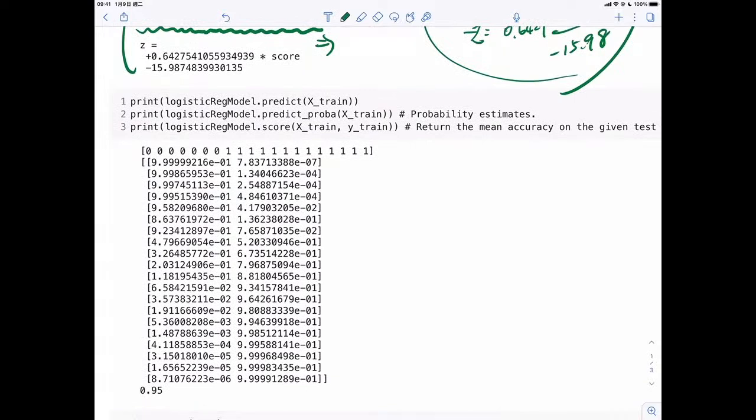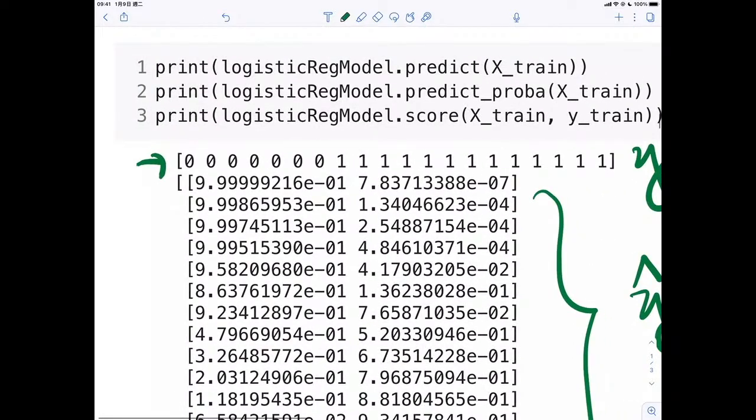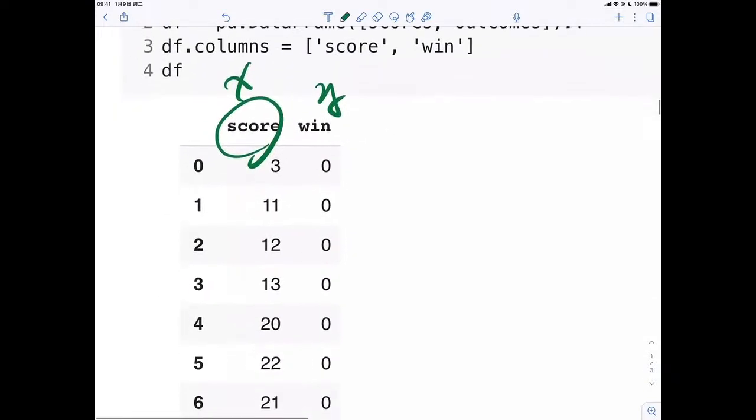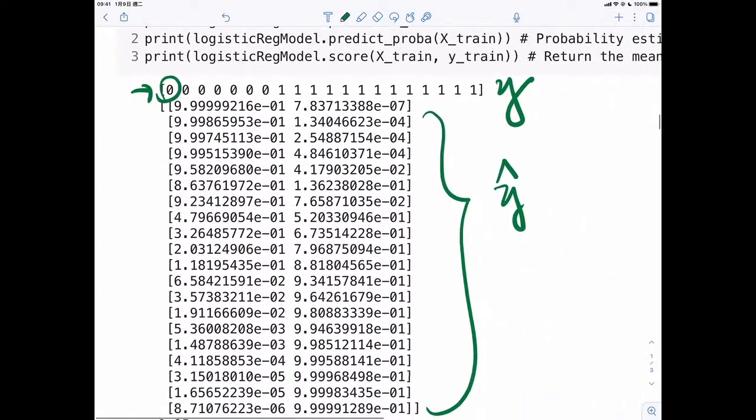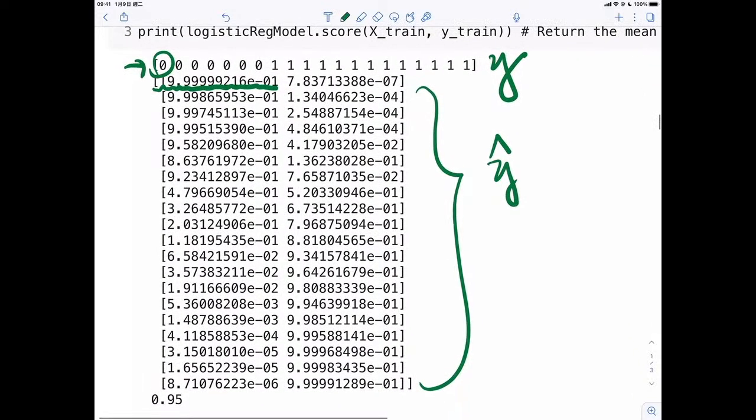What is it? That is the original y, and here is the y hat. Let's take a look at this one. In the first game, the actual value is 0, meaning it lost, because it only got 3 points. So how about our model? Our model outputs this value. It is a very, very small value. This is a scientific representation.